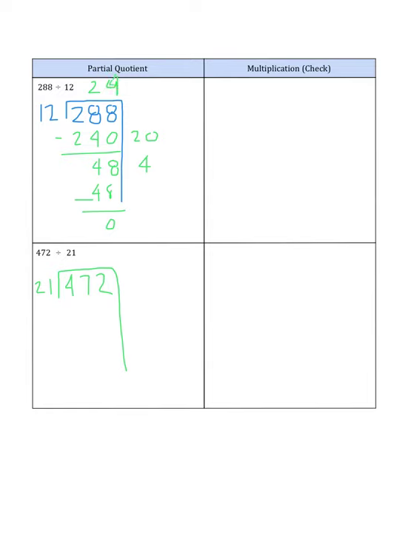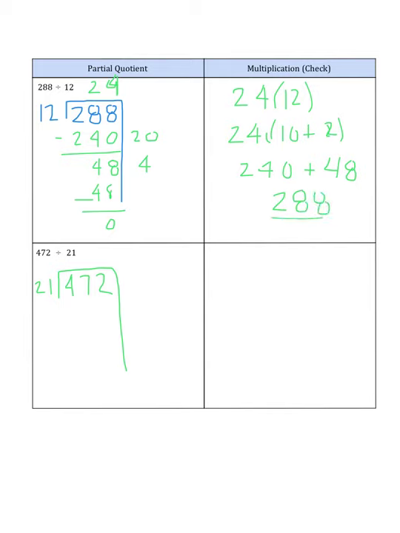And then to check it, we'd say, okay, well, 24 12s. And if I did partial product, 24 10s is 240. 24 2s, 48. So we have a solution of 288, which makes sense because that is what our dividend was in the original problem.